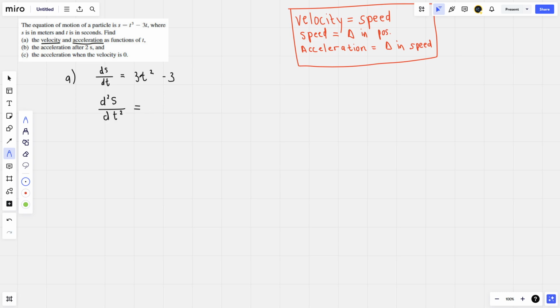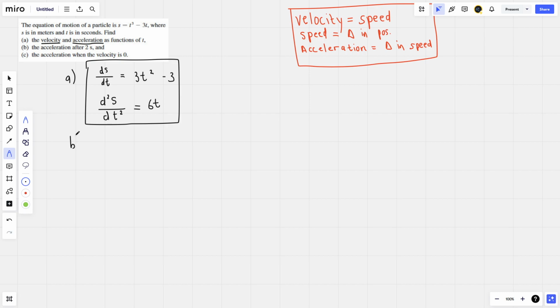So what would that be? If we just take the derivative of this, we would just get 6t. And there you go. This is our function of acceleration in terms of time. That's the answer for A.